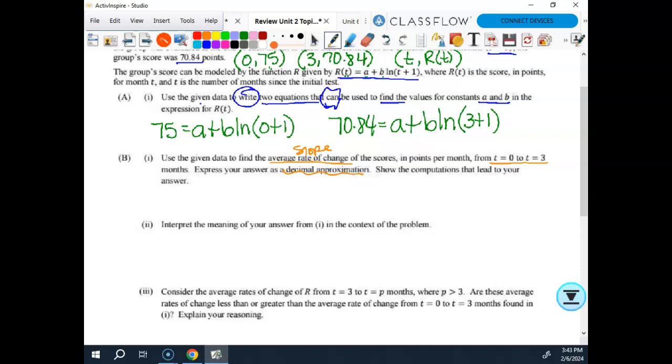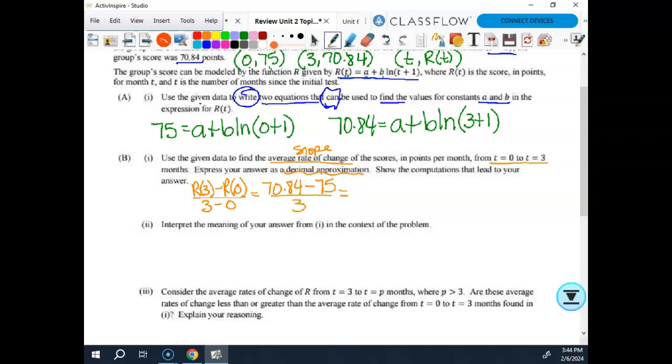It says to show computations. Every single time you start one of these, don't just start plopping all the numbers in. We're going from 0 to 3, which means we need R of 3 minus R of 0 over 3 minus 0. Then I substitute in what R of 3 is. R of 3 is 70.84 minus R of 0, which is 75, over 3 minus 0, which is 3.